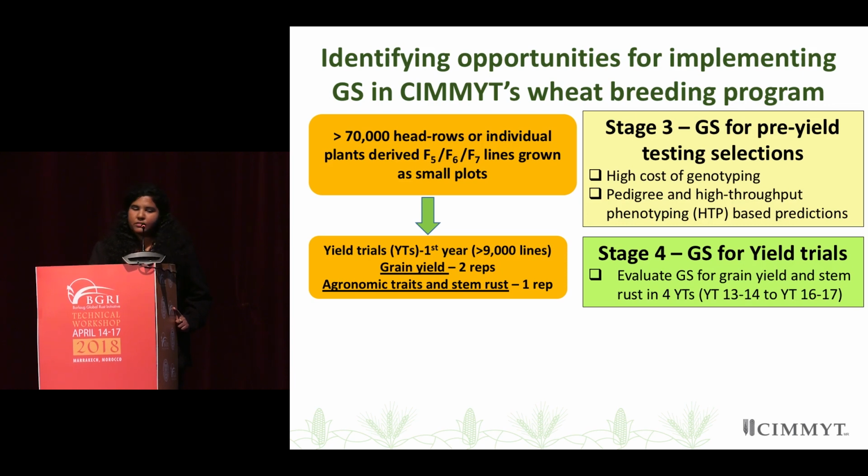So now we have about 40,000 lines that have genotypes, and our objective here is to test genomic selection for grain yield and stem rust.